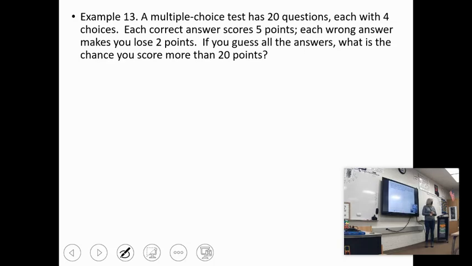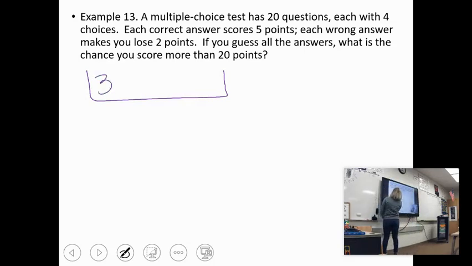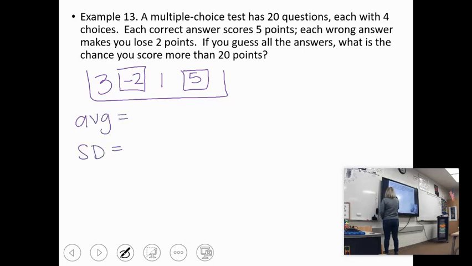Okay, so I want you to work with your partner. We already have the box model because we have 3 options that we lose 2 points, right? And 1 that we get 5 points, right? And then do we have the average and SD for this one? We should. What was the average and SD? This was example 7, the first day we did box models.